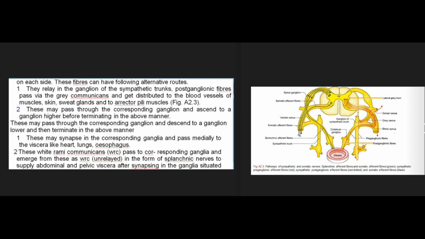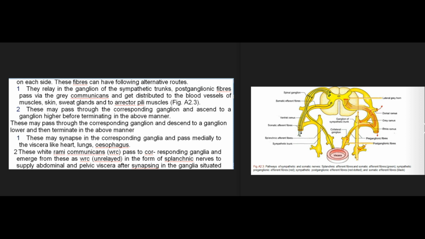1. They relay in the ganglion of the sympathetic trunk. Postganglionic fibers pass via the gray rami communicantes and get distributed to the blood vessels of muscles, skin, sweat glands, and to arrector pili muscles. Fig. A 2.3. 2. These may pass through the corresponding ganglion and ascend to a ganglion higher before terminating in the above manner. These may pass through the corresponding ganglion and descend to a ganglion lower and then terminate in the above manner.